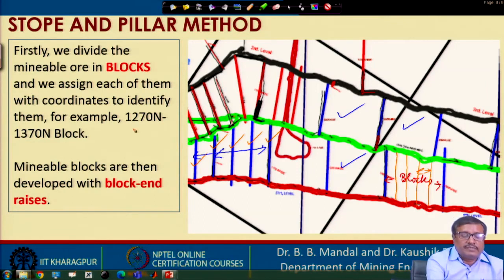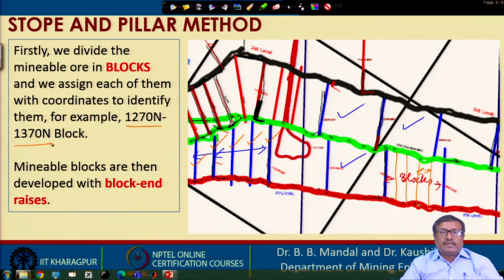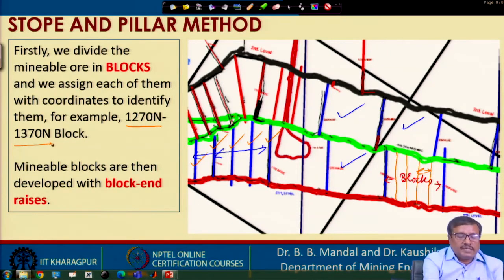So, what we do, say by coordinate, we can give 1270 to 1370 north block, and in between we can give other names of the other raises also, but for identifying a block we will say it is 1270 north to 1370 north block, depending on the coordinate with reference to a common reference point. Now, these mineable blocks are then developed with block end raises, as I said.